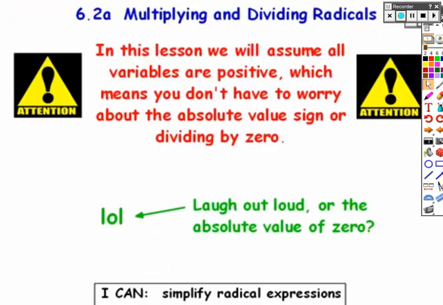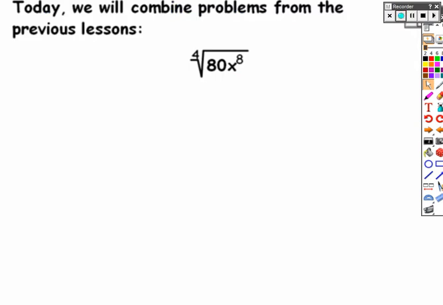Today we're going to look at section 6.2. Just a note before we start, we're going to assume all variables are positive, meaning you don't have to worry about the absolute value sign, and you also won't have to worry about dividing by 0 if you see a variable in the denominator of a fraction. So we're going to look at combining some ideas that we have studied before.